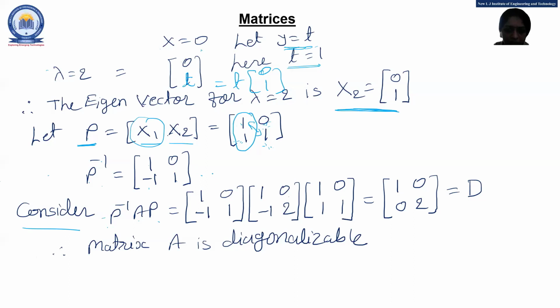So this is P inverse, this one is P, and this one is A. By doing the matrix multiplication, we get 1, 0, 0, 2. This is D, and this is the diagonalization matrix. So therefore, matrix A is diagonalizable.